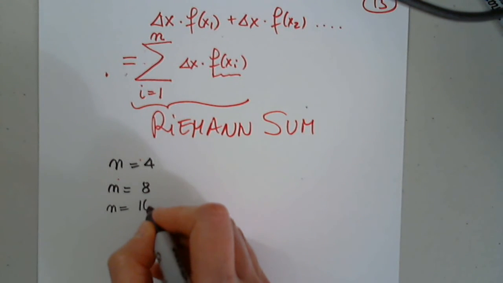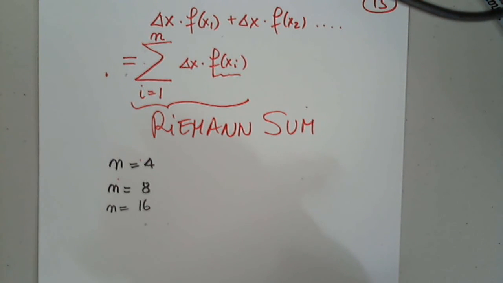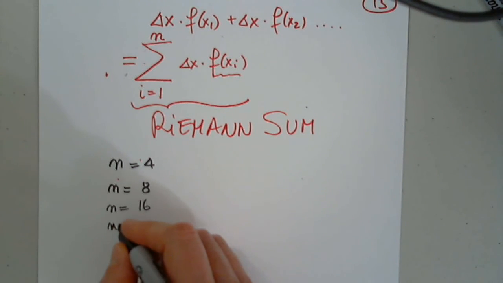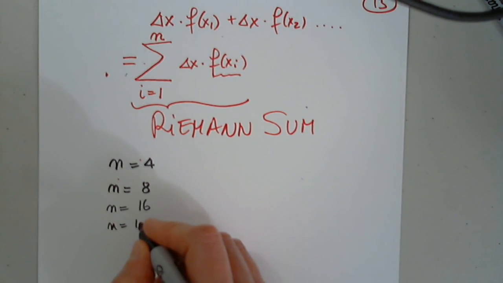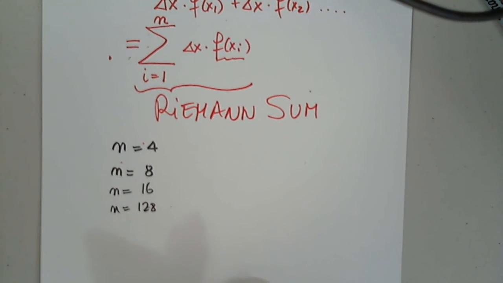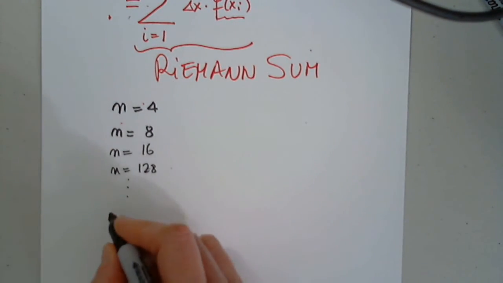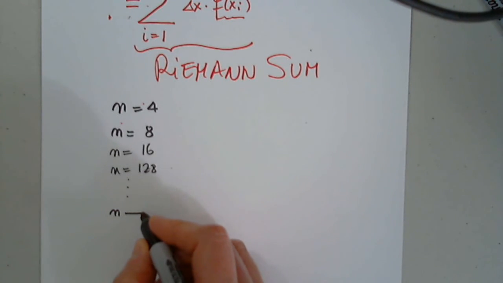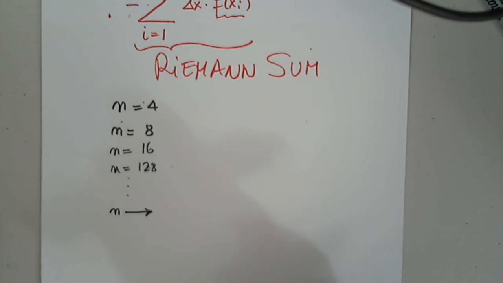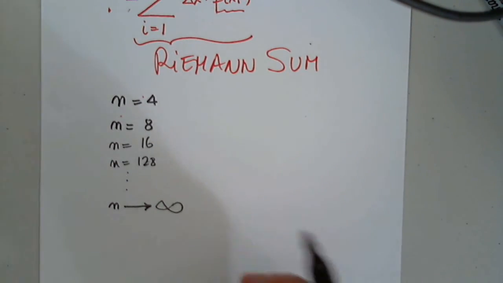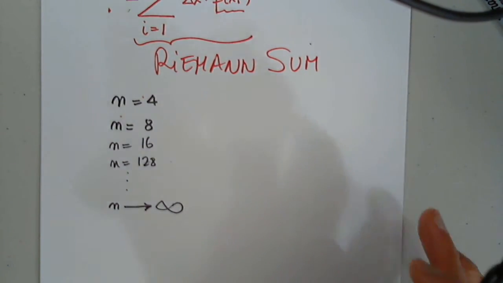What if I go to 16? Will that be better? Much better. What if I go to 128? Will that be better? Where should n go for you to be fully satisfied? An infinite amount of rectangles? Of subintervals or rectangles, the same thing.